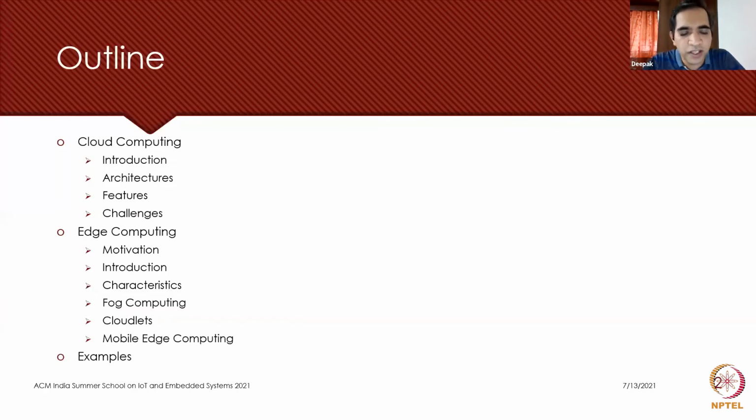Okay, so outline of today's talk: we'll break it down into two parts, for the two sessions. We'll start with cloud computing. We'll go through the basics of cloud computing, some of the internal architectures, and some of the challenges we face there. So we'll cover a lot of cloud computing aspects in the first session, and we'll motivate why cloud computing has issues when we look at Internet of Things.